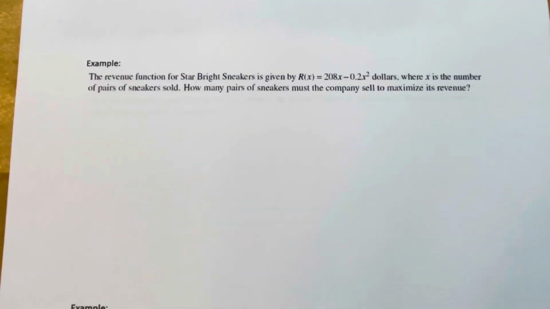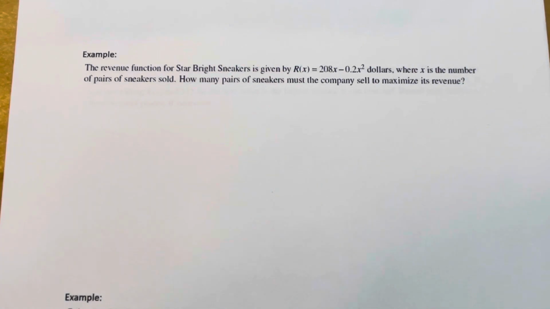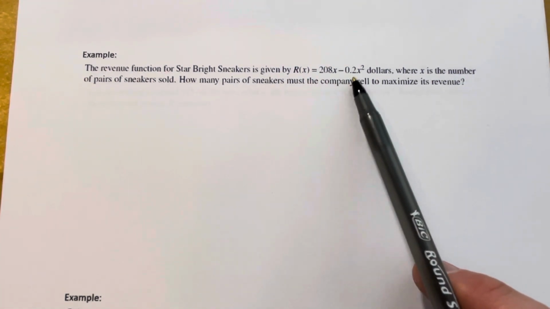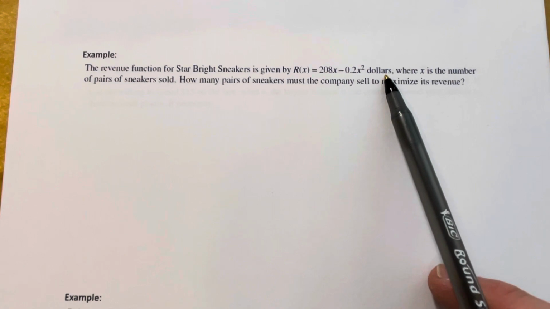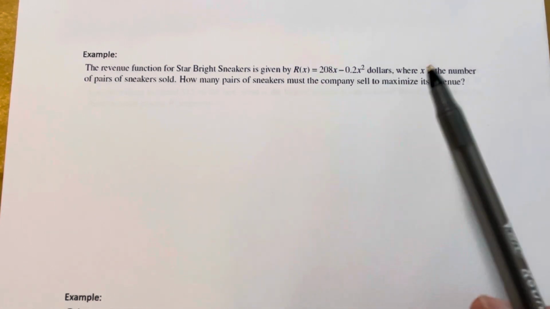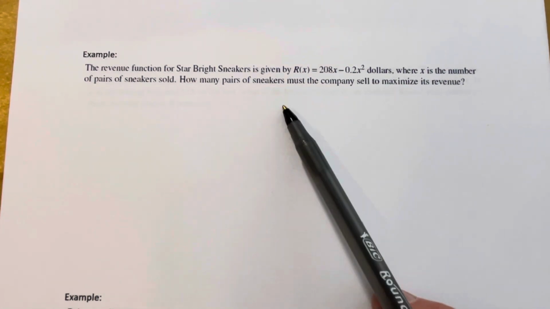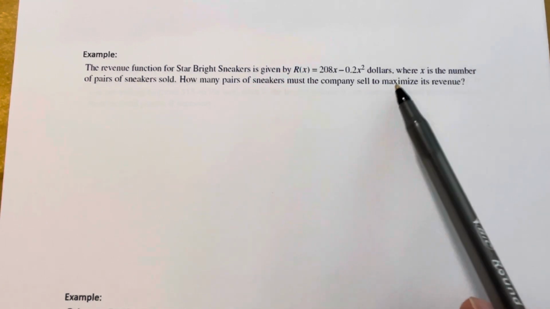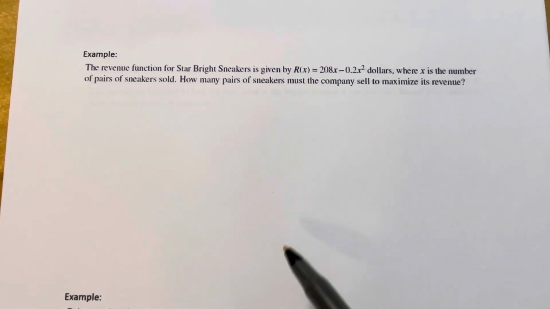So, as I had mentioned before, we have 3 examples we're going to run through. Let's start with this one. The revenue function for Starbright sneakers is given by r of x equals 208x minus 0.2x squared dollars, where x is the number of pairs of sneakers sold. How many pairs of sneakers must the company sell to maximize its revenue?